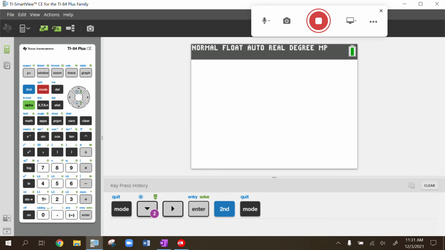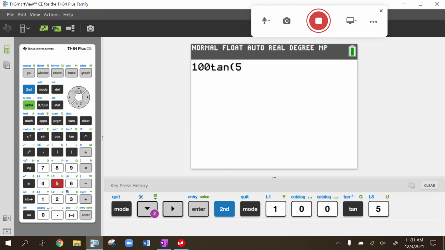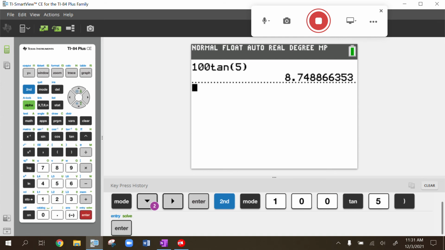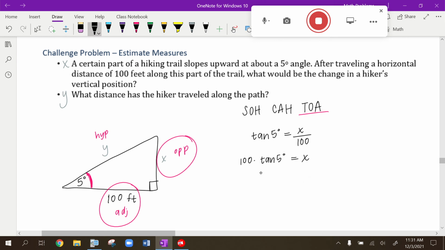So what I'm going to do is I'm going to type 100 tangent of 5. I don't need to type degrees because my calculator is in degree mode. So it automatically knows this is a degree angle. My answer is 8.75 for x. Now, I also want to make sure I use my units. Since this is a word problem, the hiker has traveled approximately 8.75 feet.